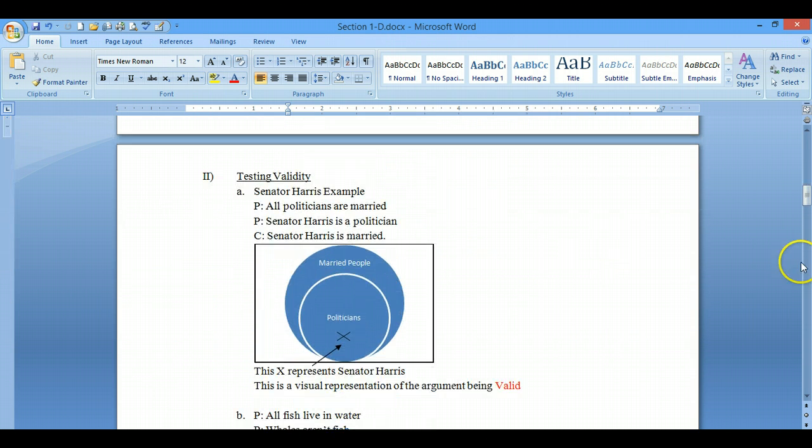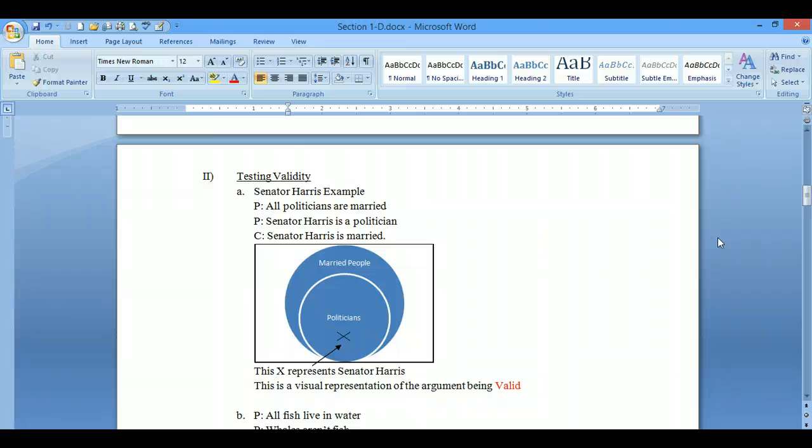Roman numeral 2, testing validity. Which argument do we need to test validity on? Is that inductive or deductive? Well, validity has that V, so it's leading us to the conclusion that it is deductive. And remember, for inductive arguments, the only thing you can think of is your personal judgment. Consider the strength of the argument. So when I'm testing validity, I'm doing this for deductive arguments.